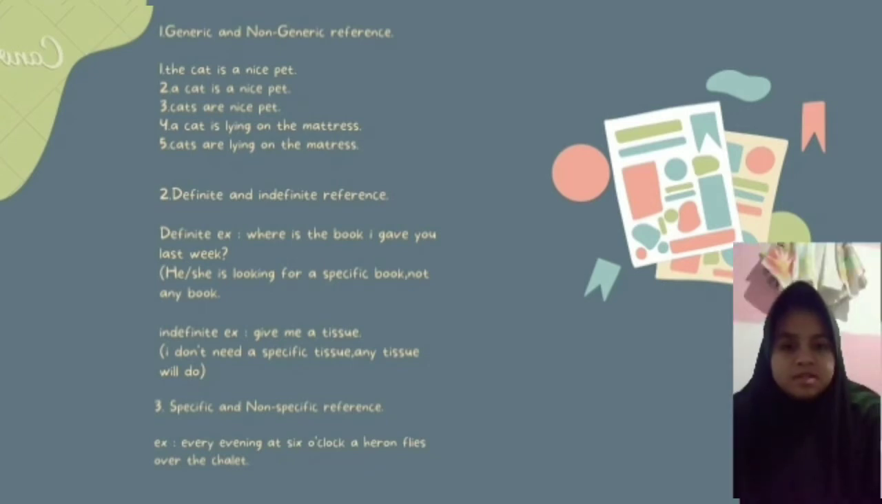The third one is specific and non-specific reference. It's important to understand the discourse and the reference expression first in order to determine if a reference has a specific or non-specific reference. The specificity or non-specificity of a reference is determined by the discourse. Take a look at the following sentence.